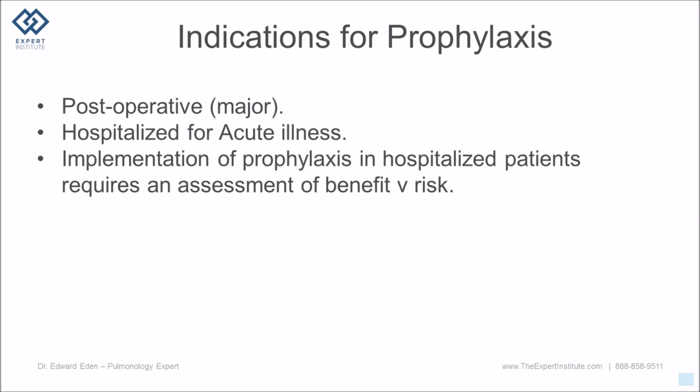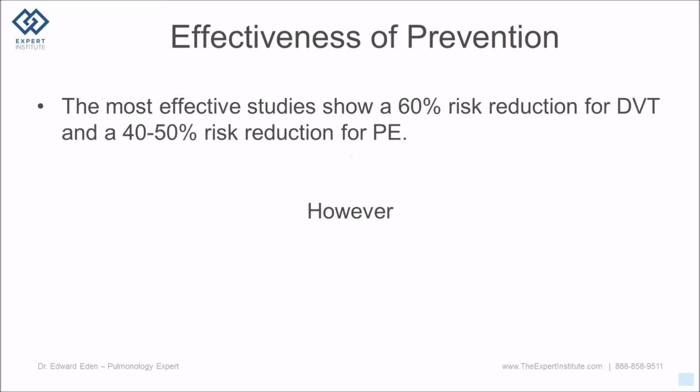I've already mentioned this, but you'd be surprised how a proportion of patients do not get this type of prophylaxis. It's generally indicated for hospitalized patients with acute illness and major post-operative major surgery, but still requires assessment of benefit versus risk. Next slide, please. Prophylaxis is effective to a greater or lesser degree for the prevention of DVT and risk reduction for pulmonary embolus. Remember that prevention is not 100%. However, next slide, please.